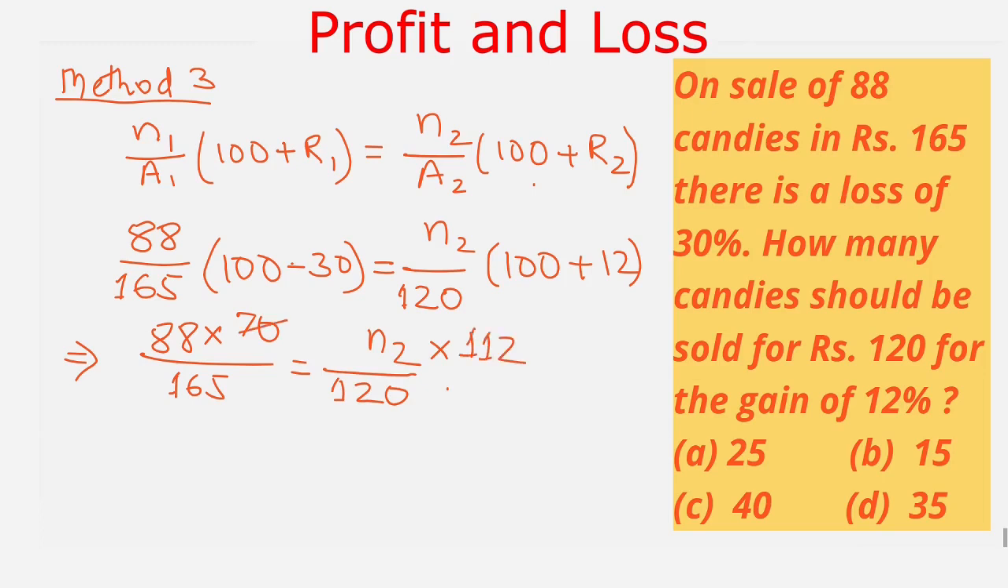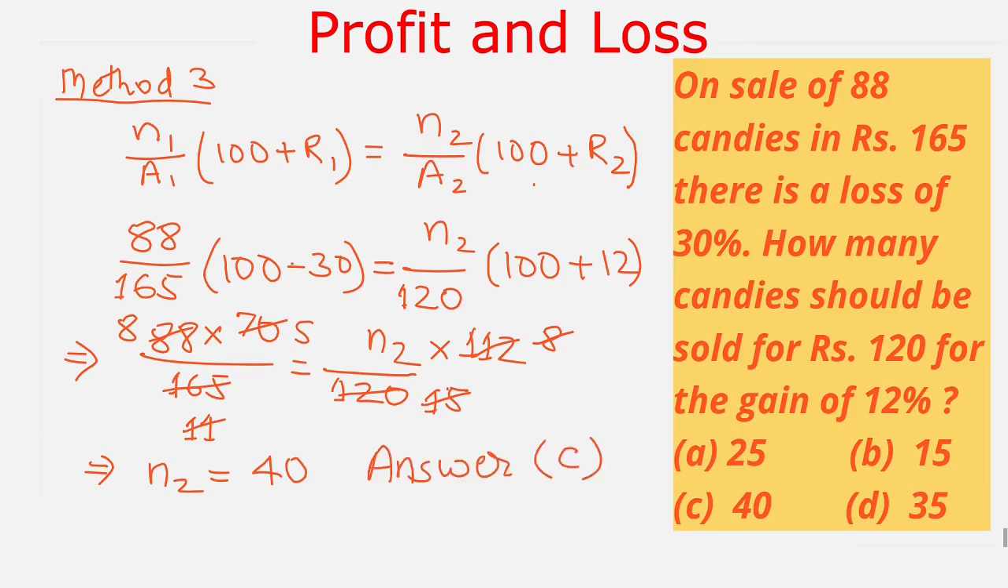We cancel 70 by 14. 14 cancels 70 for 5 times and 112 for 8 times. 8 cancels 120 for 15 times. 15 cancels 165 for 11 times and 11 cancels 88 for 8 times. This gives N2 equal to 8 times 5 is 40. Thus, we should sell 40 candies in rupees 120 for gain of 12%. And from the given options, our answer is option C.